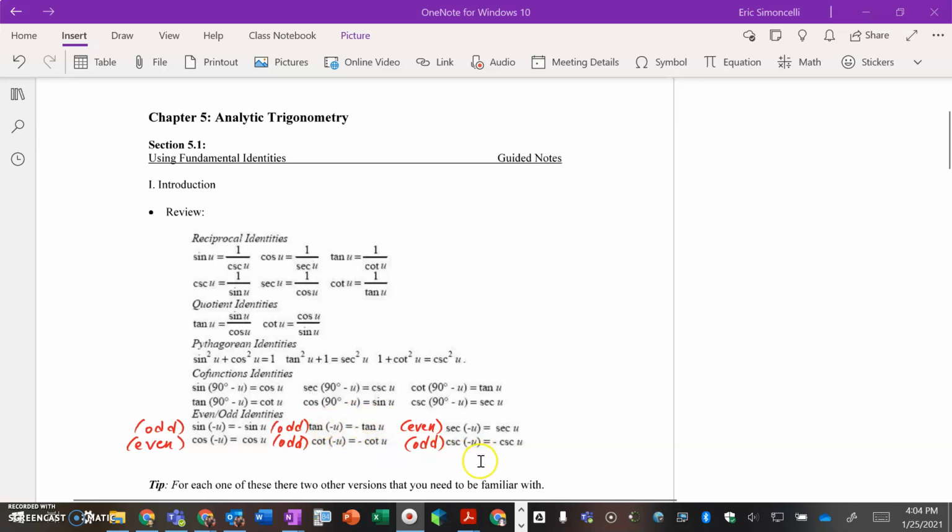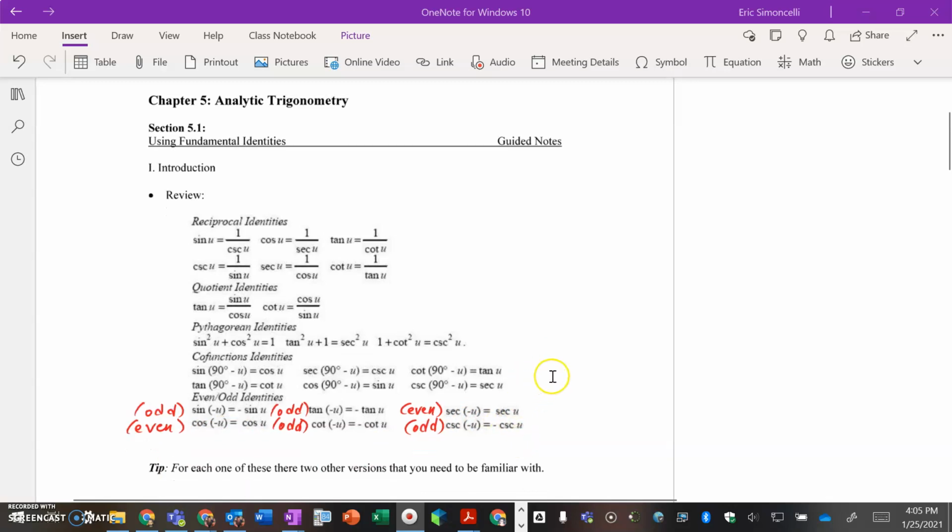The only functions that are even are cosine and its reciprocal secant. So in other words, cosine of negative u is equal to positive cosine of u. And again, if you remember the symmetry about the y-axis, if you think about the cosine curve, just like the sine curve, cosine in particular has y-axis symmetry, so it's even, as opposed to the graph of sine having origin symmetry, so odd. So cosine is even, as is the reciprocal of cosine, which is secant.